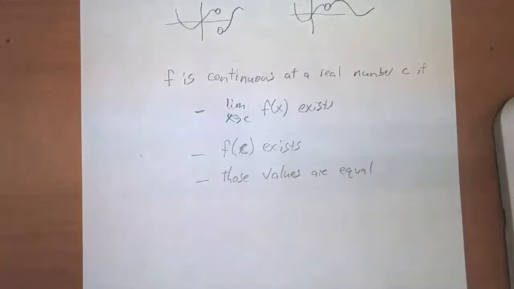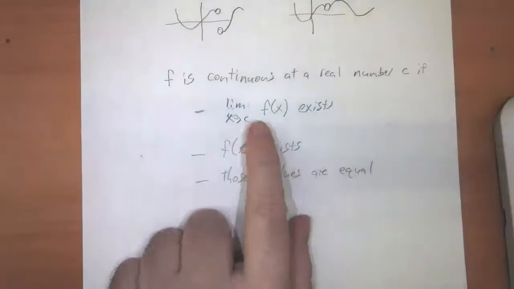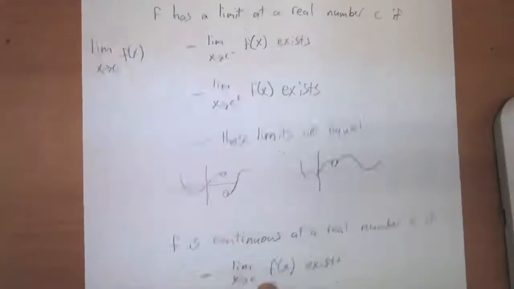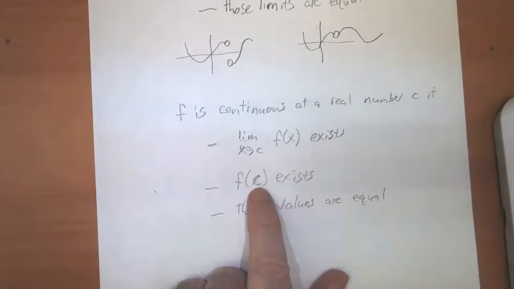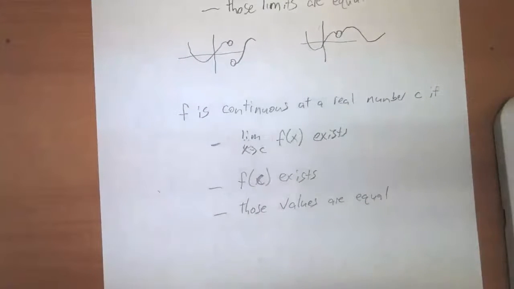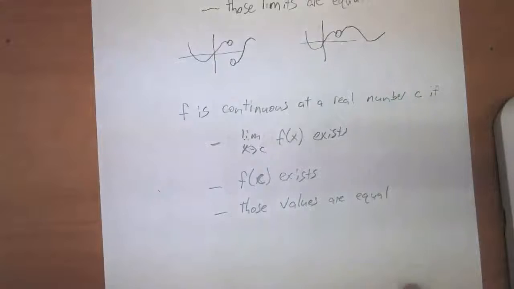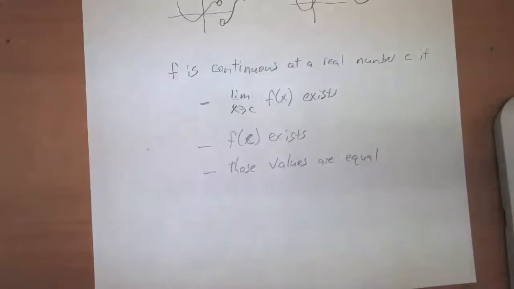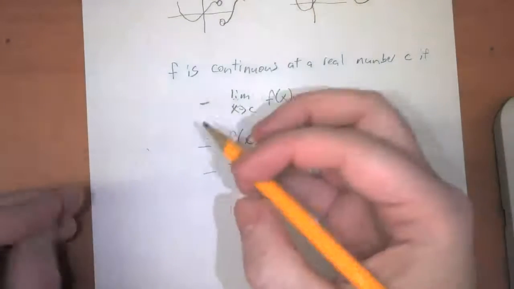So we're going to say that f, a function, is continuous at a real number c. Once again, we have three conditions. We need the limit to exist, just like we defined here. We need the value of f to exist, and those two values have to be equal. All right, so let's see three different kinds of functions that fail to be continuous.